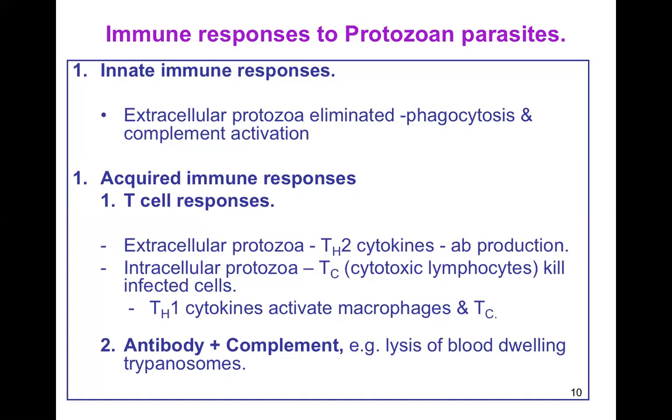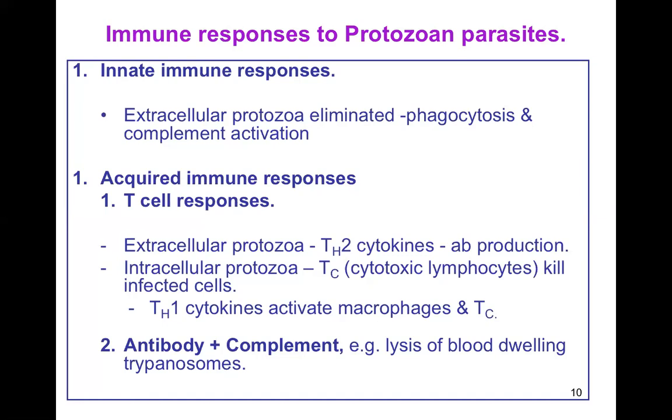So in this case, for the T cell response, there would be extracellular protozoa, which is inducing the T helper 2 cytokine release and also antibody production. But antibodies will not help much more except binding to those pathogens and therefore activating the complement. Intracellular protozoa will activate cytotoxic lymphocyte reaction.